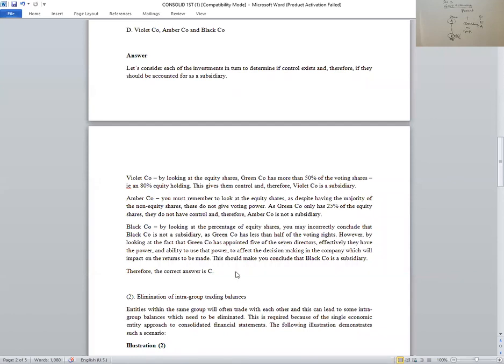However, by looking at the fact that the green company has appointed 5 of the 7 directors, effectively they have the power and the ability to use that power to affect the decision making in the company, which will impact on the returns to be made. This should make you conclude that the black company is a subsidiary. Therefore, the correct answer is C.